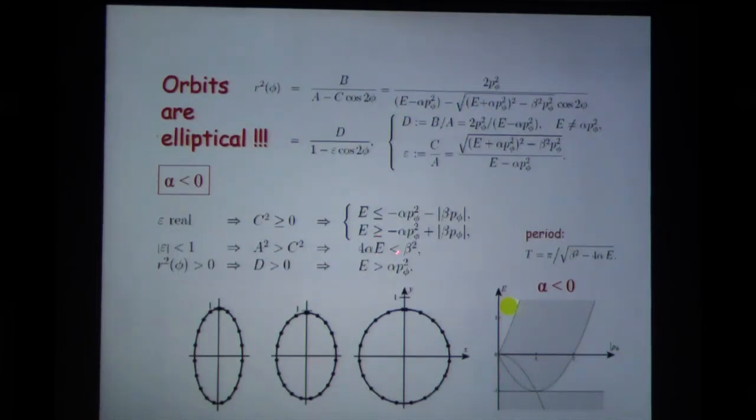Now, all these restrictions turn out, if we have a diagram of energy versus angular momentum, P sub phi, these regions are forbidden, but this is allowed. And when this is allowed, you can draw the corresponding ellipses. They're all inside the unit circle, you see.